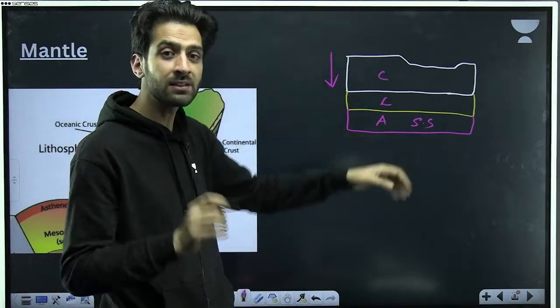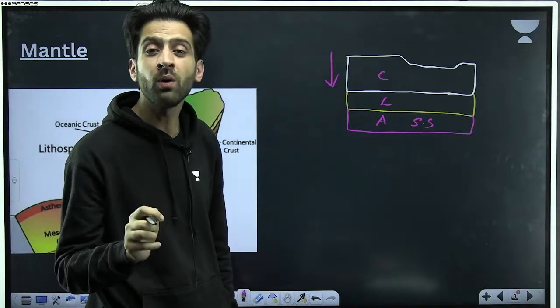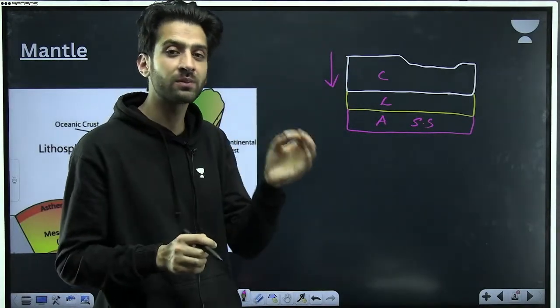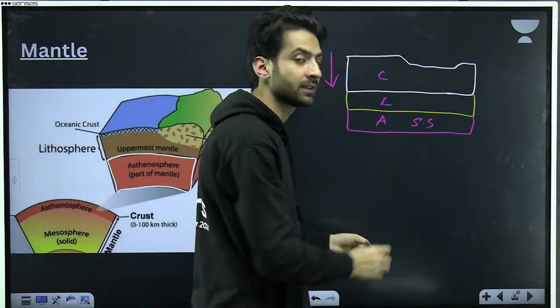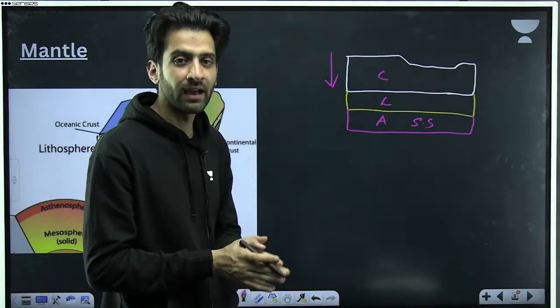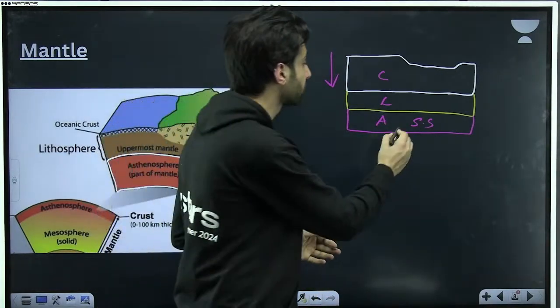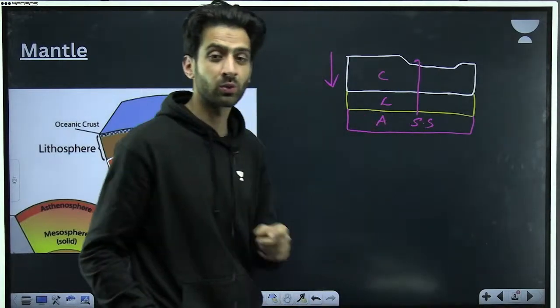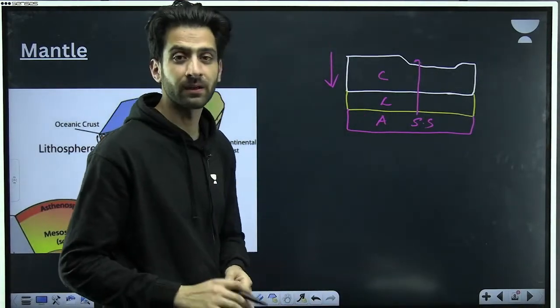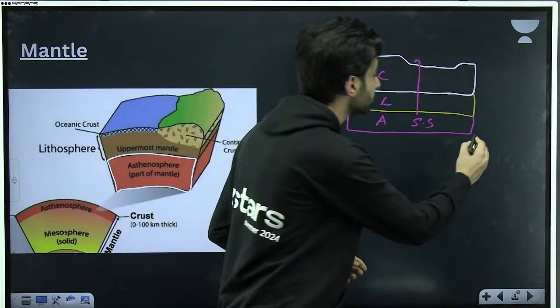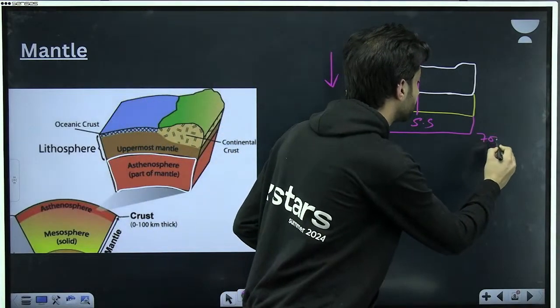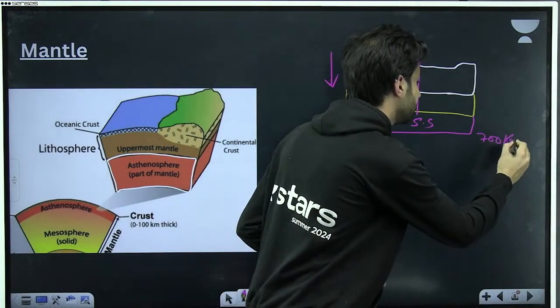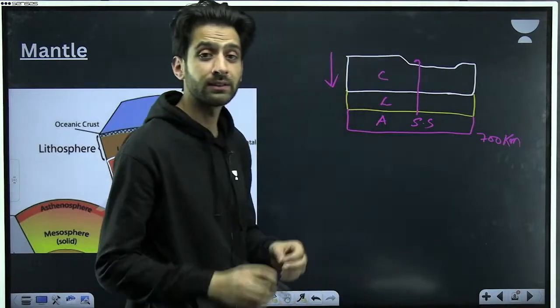Asthenosphere is the layer from where the volcano comes to the earth. This layer contains all the magma, and when there is a volcanic eruption, this is from where the volcanoes will rise and come to earth. So where does the volcano come from? Asthenosphere. Is it clear? This layer goes up to 700 kilometers, and this is also included in the upper mantle.